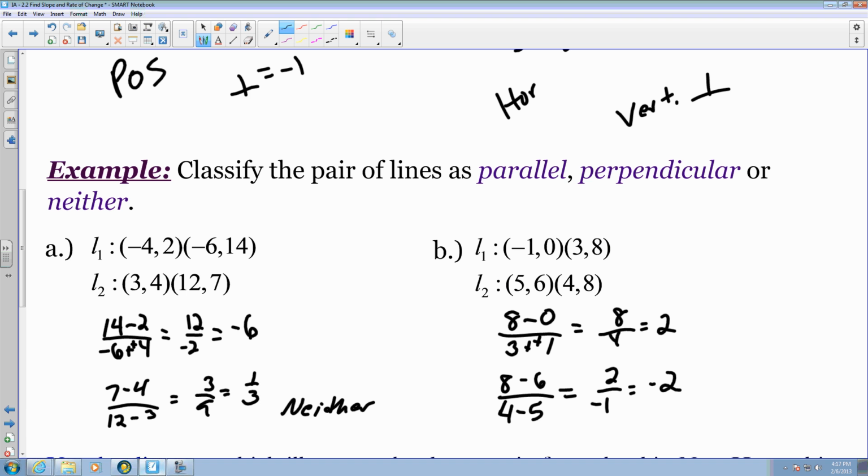They're not the same, so they're not parallel. They are not negative reciprocals of each other because the negative reciprocal of 2 is a negative 1/2, and the negative reciprocal of negative 2 would be a positive 1/2. So they are neither parallel nor perpendicular, so I can say with confidence that they are neither of those things.